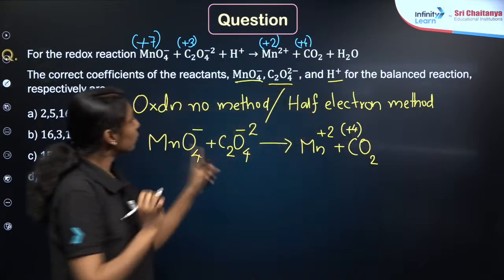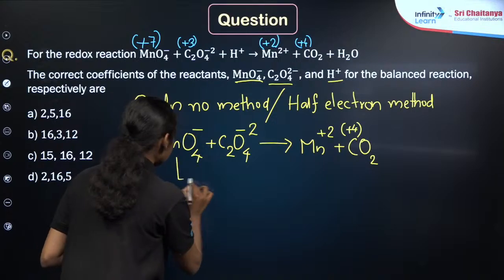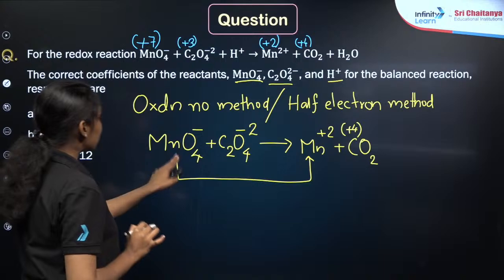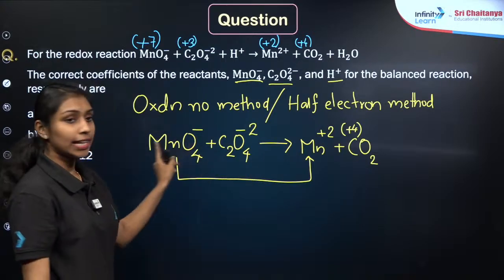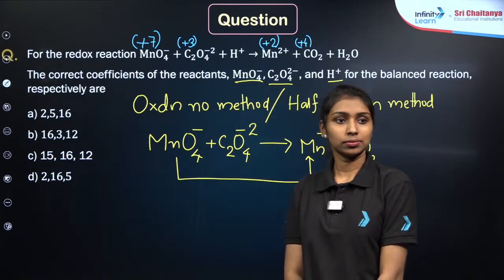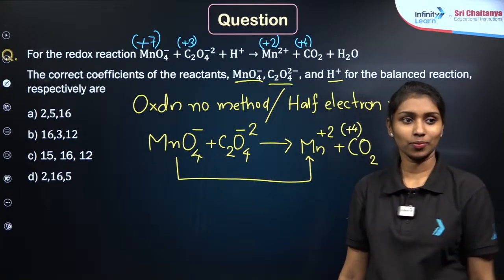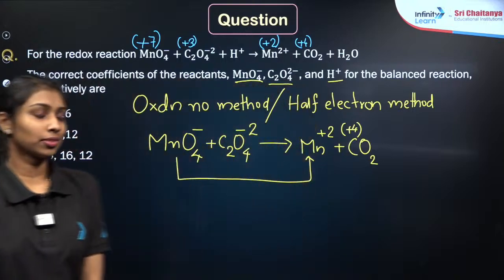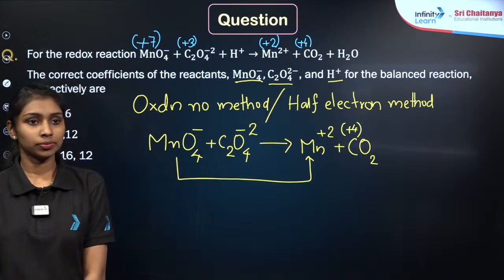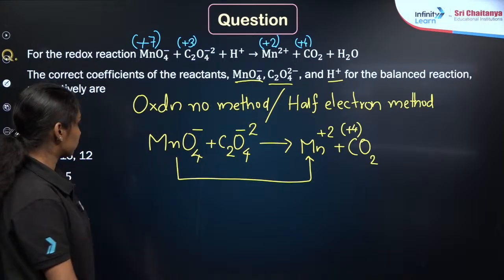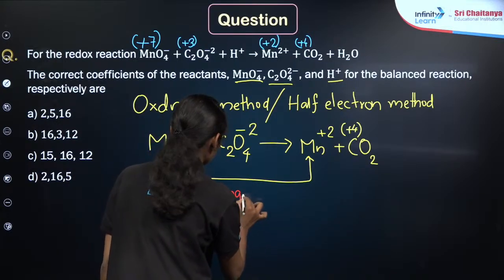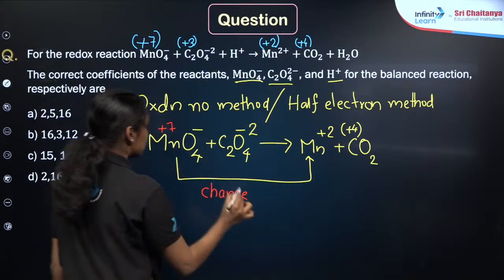Then if we are solving it with the oxidation number method, first you have to find out the change in oxidation number, right? Change in oxidation number in both oxidation and reduction. What will be the change in oxidation number in the case of reduction? That is from MnO4 minus to Mn plus 2. What is the change here? It is changing from plus 7 to plus 2, right? Plus 7 to plus 2, which means the change is equal to 5.